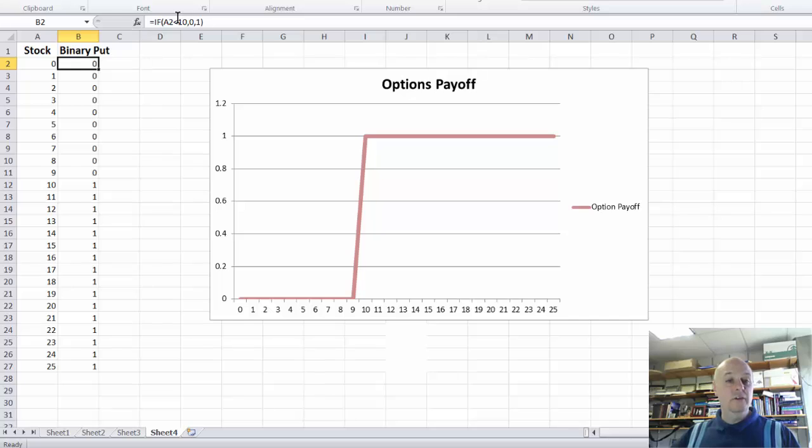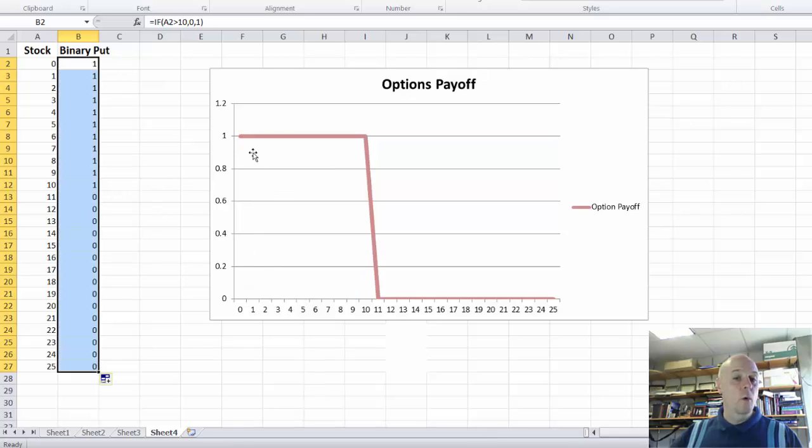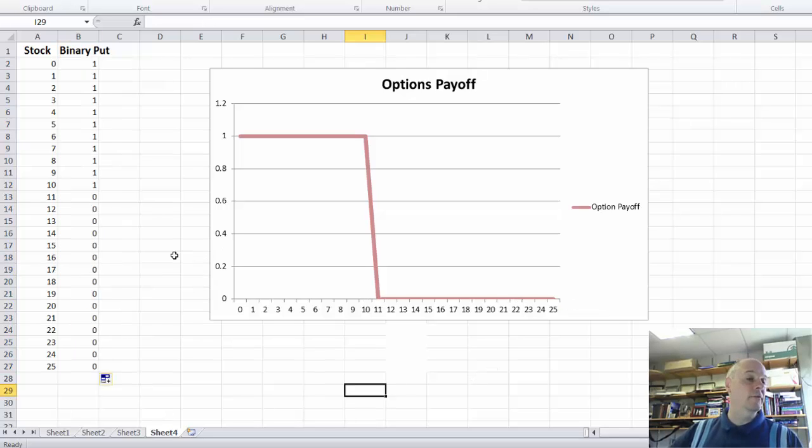That's going to be 1 if the stock is below the exercise price, and 0 if the stock is above the exercise price. So binary options, binary calls, binary puts. So we've got regular calls, regular puts, binary calls, binary puts. We can combine them together.